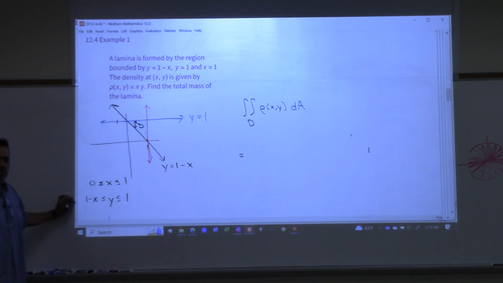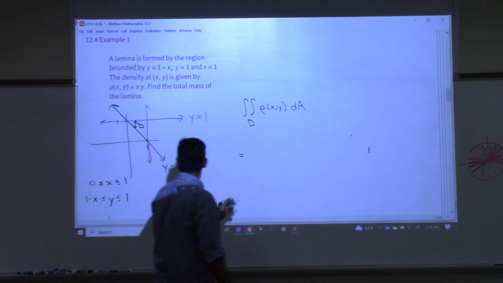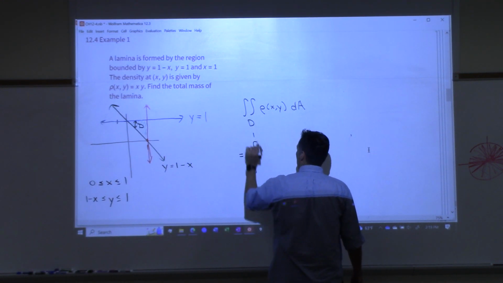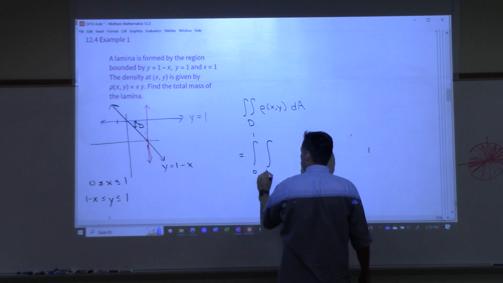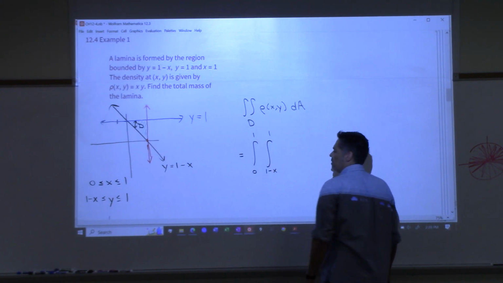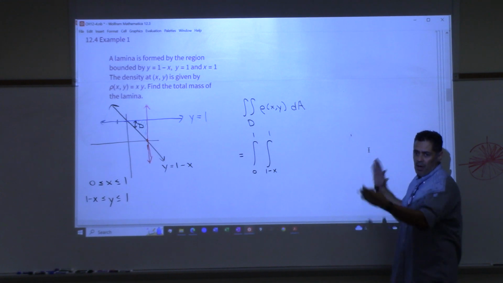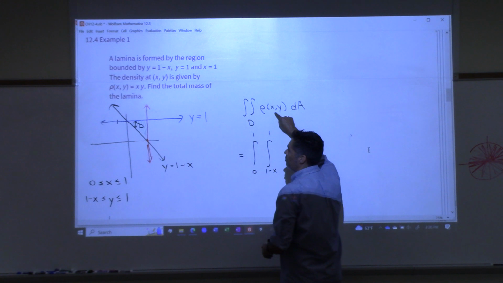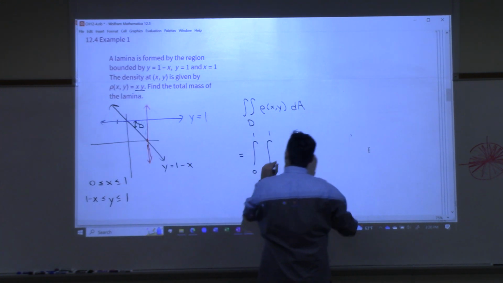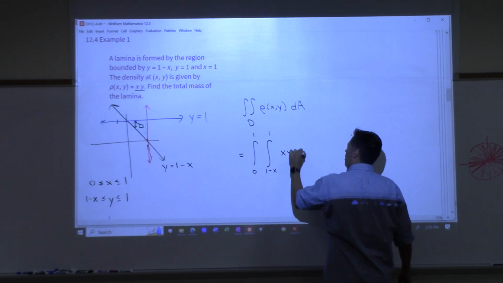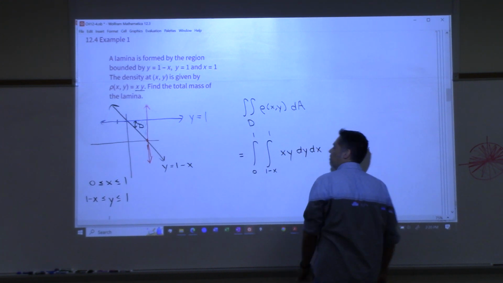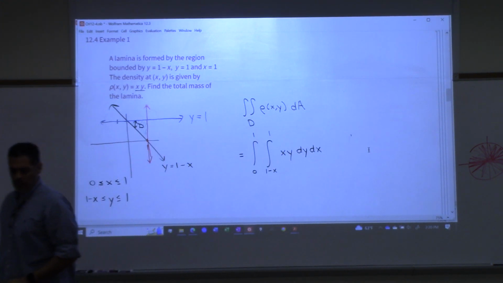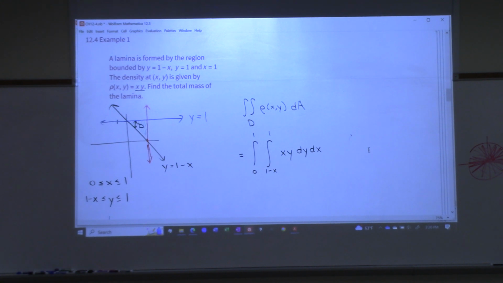And then we just set up the double integral. It'll be the integral from 0 to 1. I do not have a choice there. It must be 0 to 1. Then 1 minus x to 1. It's a type 1, so I have to do the variable with the constants on the outside. I am integrating the density function, which was given to me to be xy, with respect to y and then with respect to x. There's no r that comes in here. We're not in polar. Good?